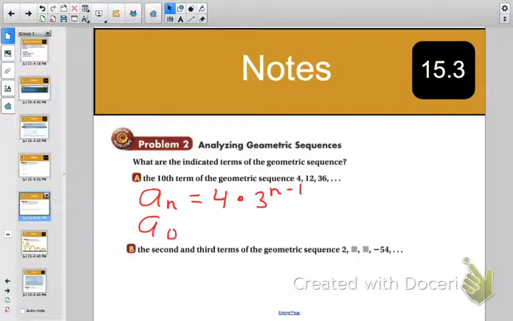So then you just want the 10th term, so you just plug in 10 for n, which would be 10 minus 1, which is 9. And I don't want to figure out what that is, but it would come out to be 4 times 3 to the 9th. Find the second and third terms of the geometric sequence.